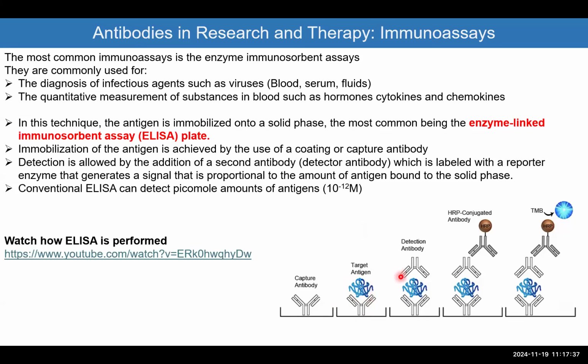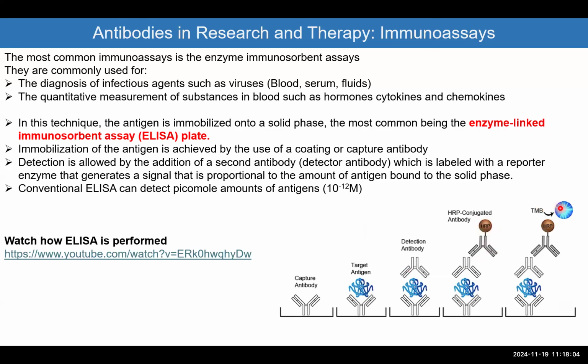Obviously, there is another antibody that detects the other epitope of that same antigen. So this is my detection or primary antibody. And then the primary antibody is detected by the conjugated or secondary antibody. And that secondary antibody has the HRP, the horseradish peroxidase.